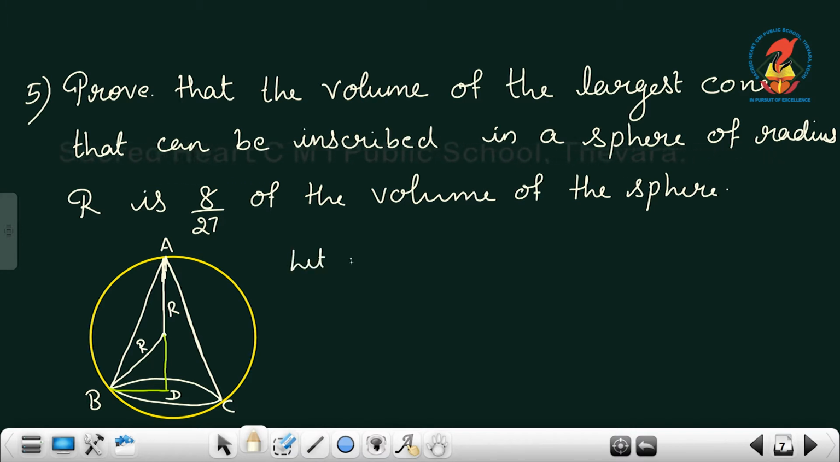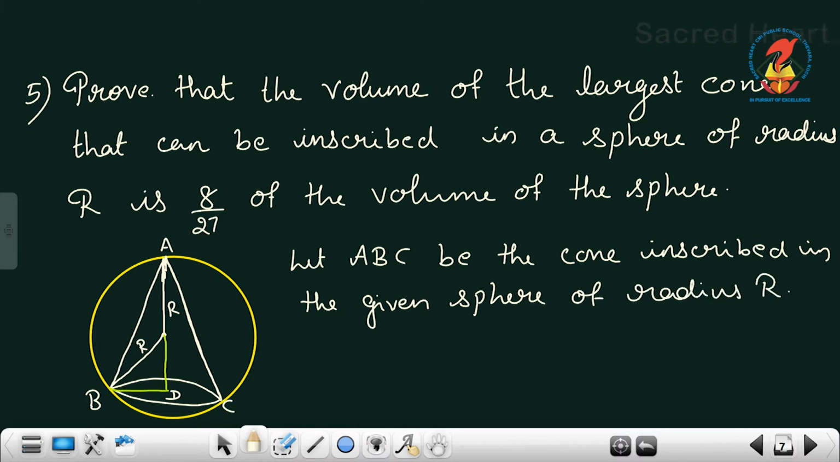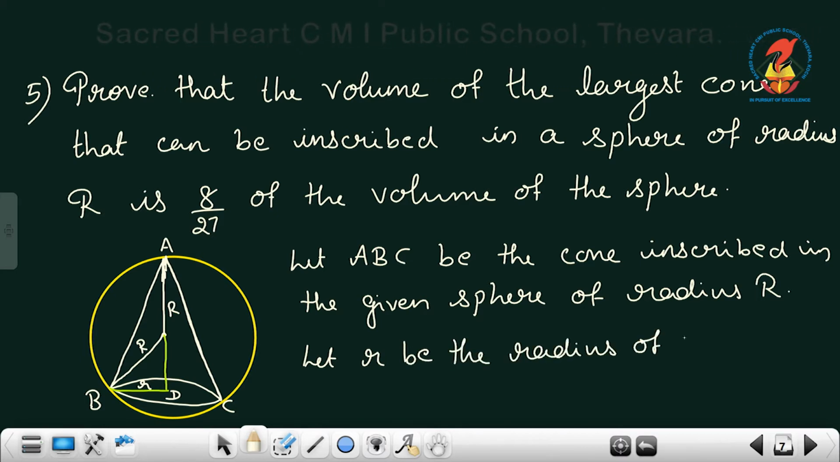Let ABC be the cone inscribed in the given sphere of radius R. So R is a constant that you have to keep in your mind. Capital R is constant. Okay, let small r be the radius of the cone.